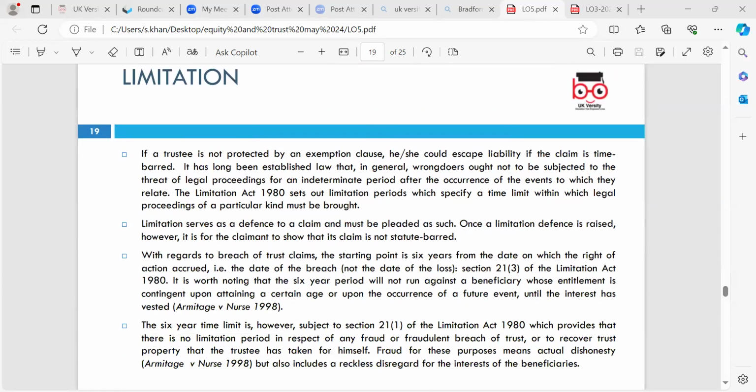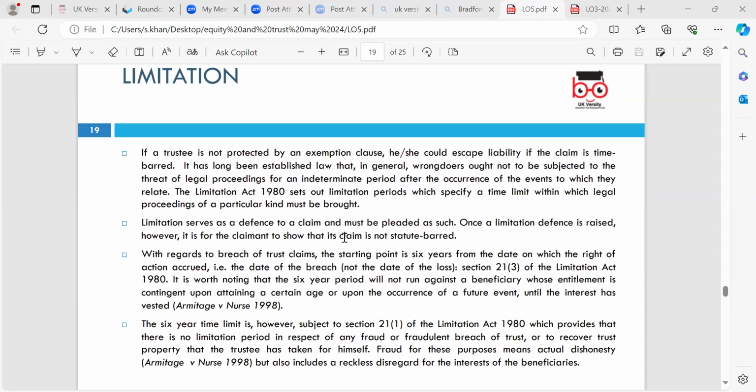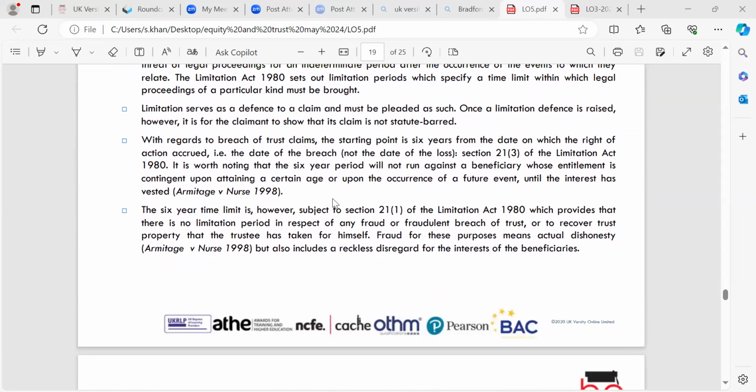The next one is limitation, which is if a trustee is not protected by an exemption clause, he or she could escape liability if the claim is barred. It has been long established law that in general wrongdoers ought not to be subjected to threat of legal proceedings for an indeterminate period after the occurrence of events to which they relate. The Limitation Act 1980 sets out periods which specify a statutory time limit within which legal proceedings of a particular kind must be brought. Limitation serves as a defence to a claim and must be pleaded as such.